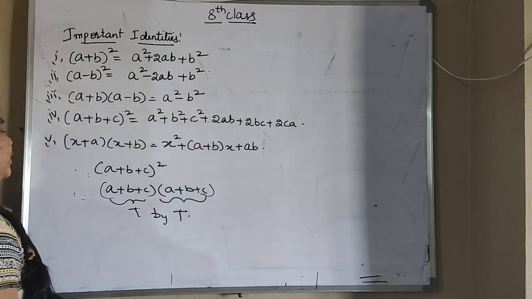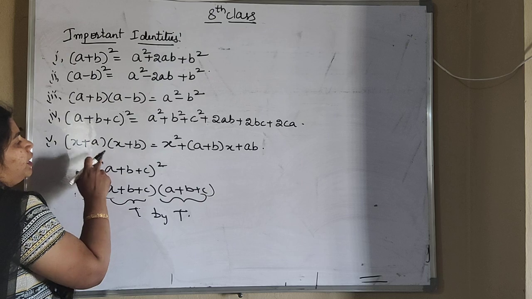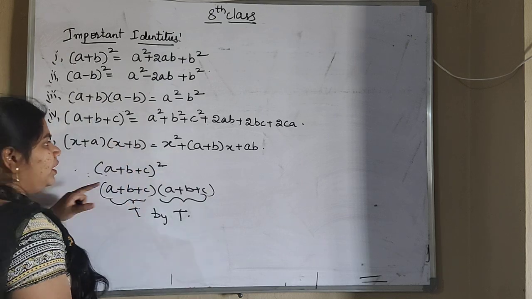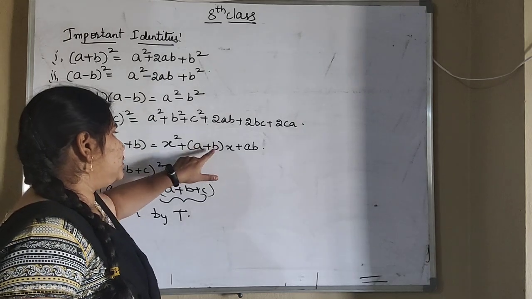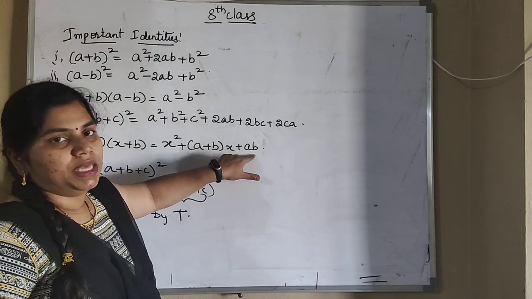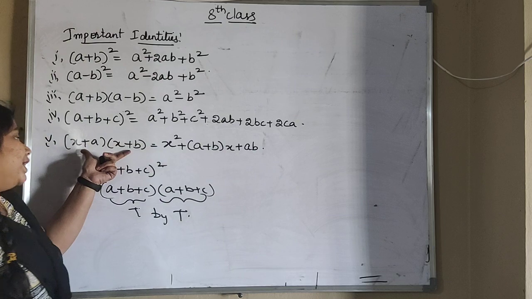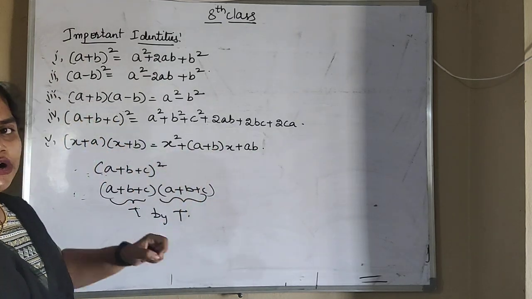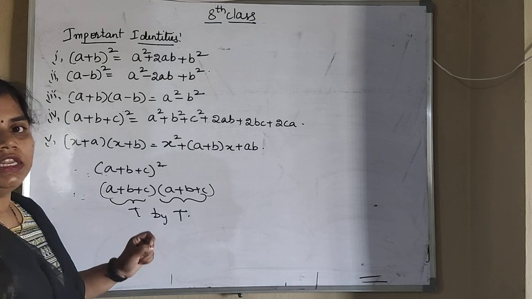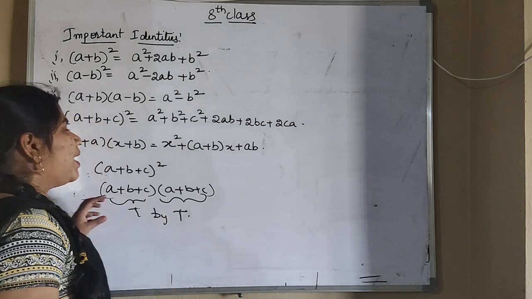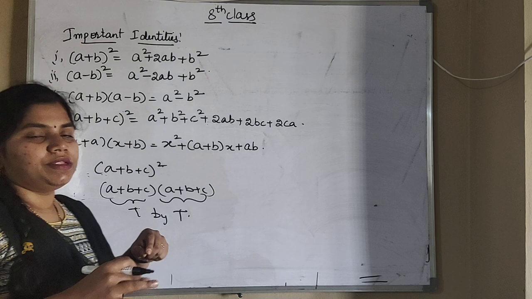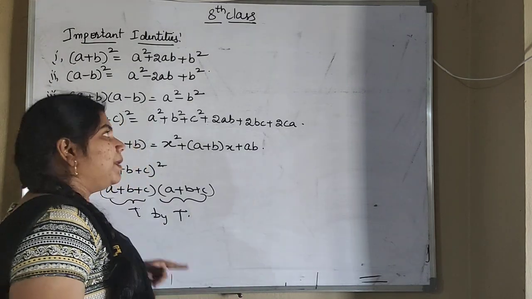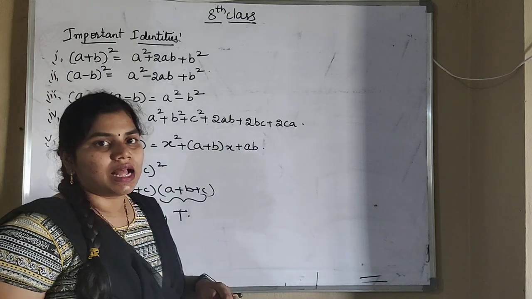Now the last one is also the same: x plus a into x plus b. What is the formula of x plus a into x plus b? x square plus a plus b into x plus ab. If you multiply these two binomials, the result will be this one. These are very important identities which we will use in the next exercise. We will not multiply any problem, we will just apply the identity and get the answer.